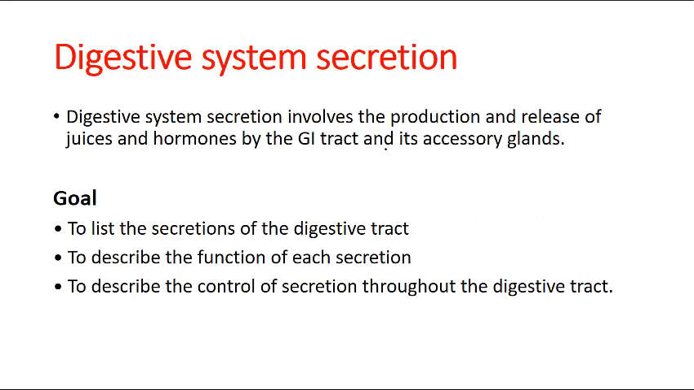Now let's look at the process of the secretion. The digestive secretions involve the production and release of juices and hormones by the gastrointestinal tract and its accessory glands like liver, pancreas, gallbladder and stuff. The goal for our learning is to understand and list the secretion of the digestive tract, to describe their function, and to describe the control of the secretion with the help of both nervous system as well as hormone mediated system.